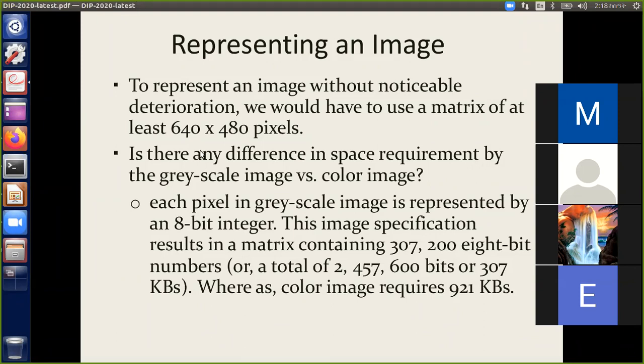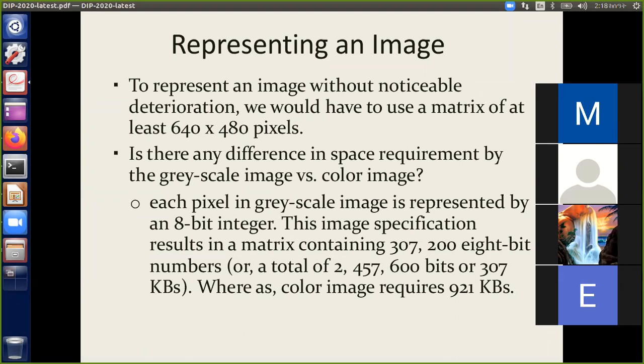So in our last class, we tried to discuss what an image is, the classification of images, and how we can convert an analog image into a digital image. As we said, an image is a series of pixels that are organized in a two-dimensional space.